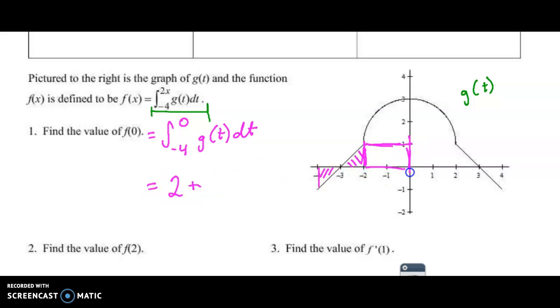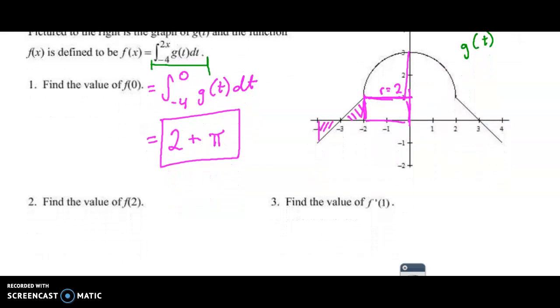rectangle, that 2 by 1 rectangle, plus the area of this quarter of a circle, which is pi r squared divided by 4, because it's 1/4 of a circle. The radius is 2, and that's pretty clear in the problem. So 2 squared is 4 divided by 4, and you'd be left with pi. And I will show the answer key here shortly if anybody wants a slightly different explanation on that.